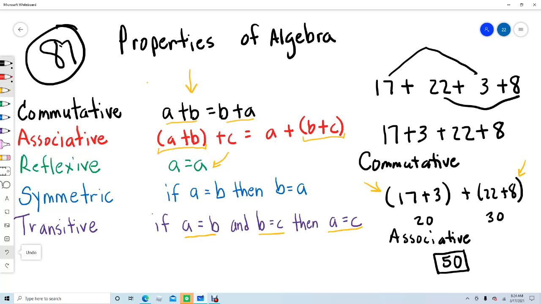So anyway, that's lesson 87. They're just going to give you one problem, very similar to what I just worked for you here on the right-hand side.